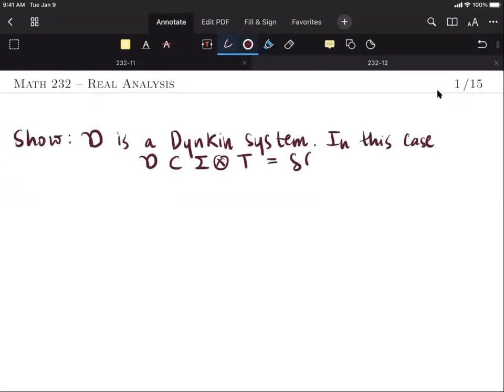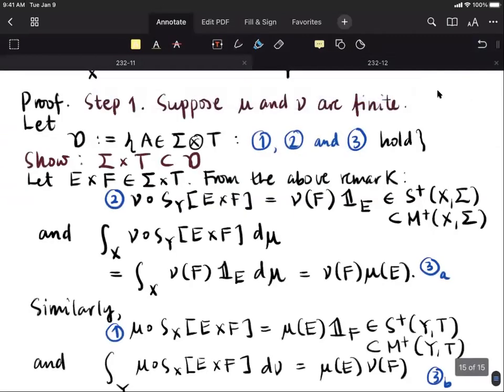We know that this is the same as the Dynkin system generated by the Cartesian product. And since D is a Dynkin system containing the Cartesian product, we have this inclusion. Therefore, D is equal to sigma cross T. So going back to the definition of D here.